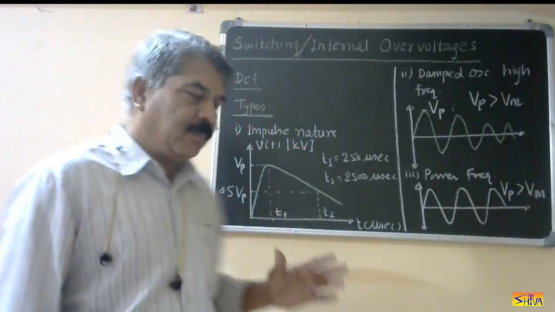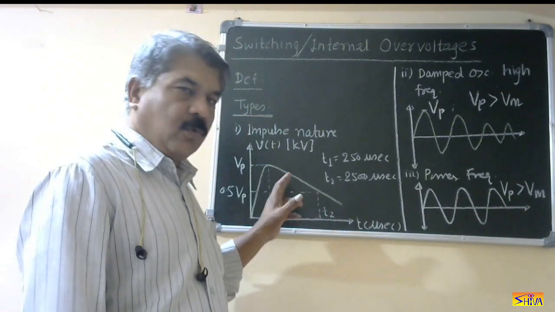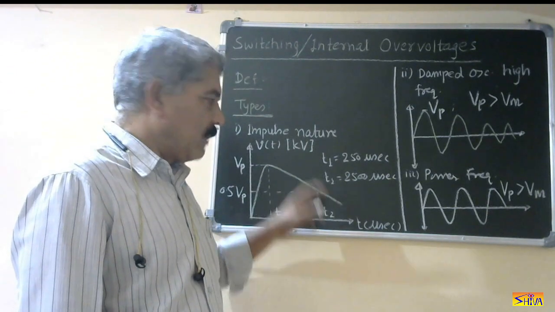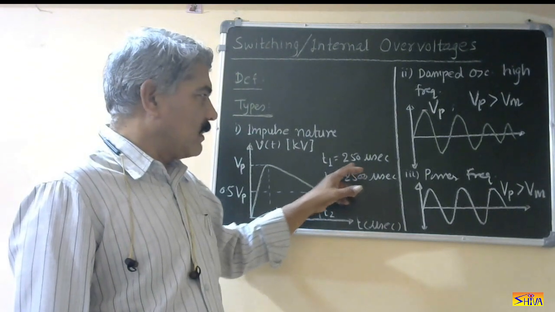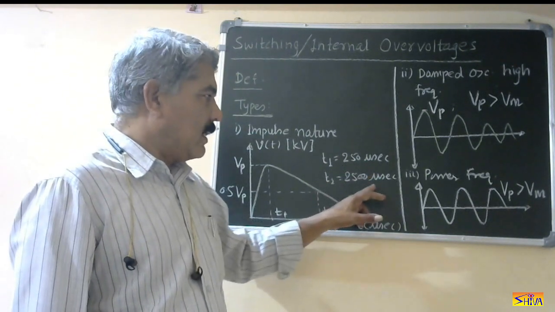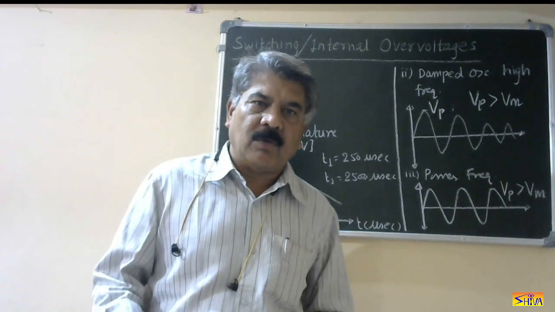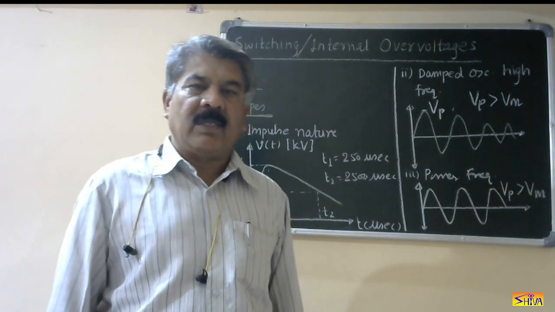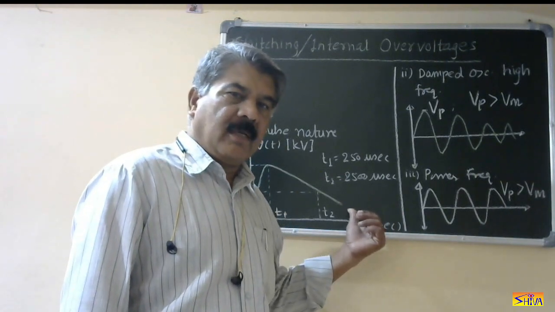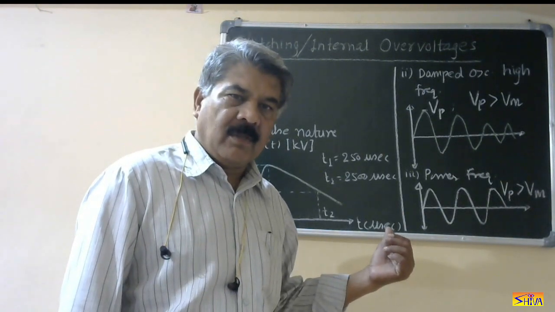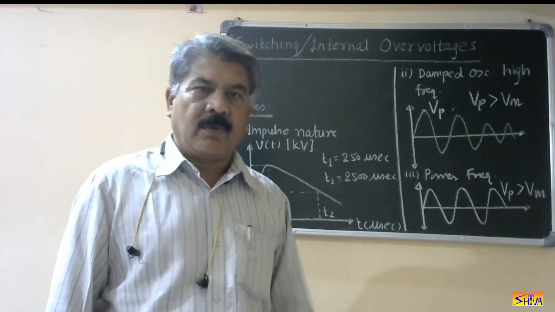The reason is, if we consider the lightning over voltage, it exists for short duration. 1.2 microsecond is the rise time and 50 microsecond is the decay time. Whereas this switching over voltage has rise time of 250 microsecond and decay time of 2500 microseconds. So energy contained in the switching over voltage is very large as compared to the lightning over voltage of same amplitude. Therefore, the severity of impulse switching over voltage is more than that of the lightning over voltage of same amplitude.